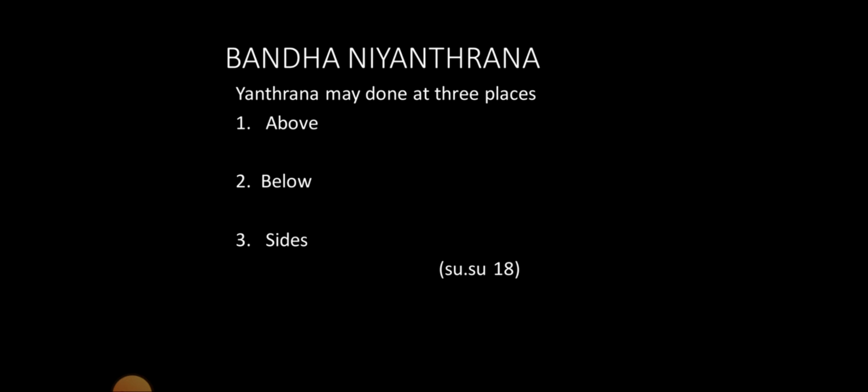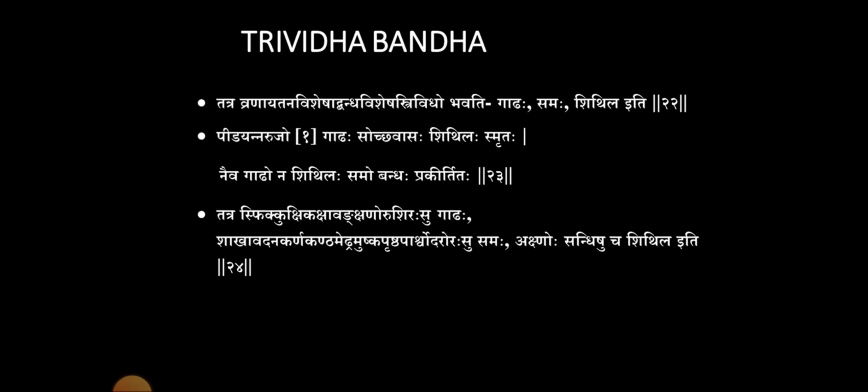The shloka is yantranam urdham adha stityaksha. Three places are told for yantrana: urdha above, adha below, and in the sides. That is about yantrana.